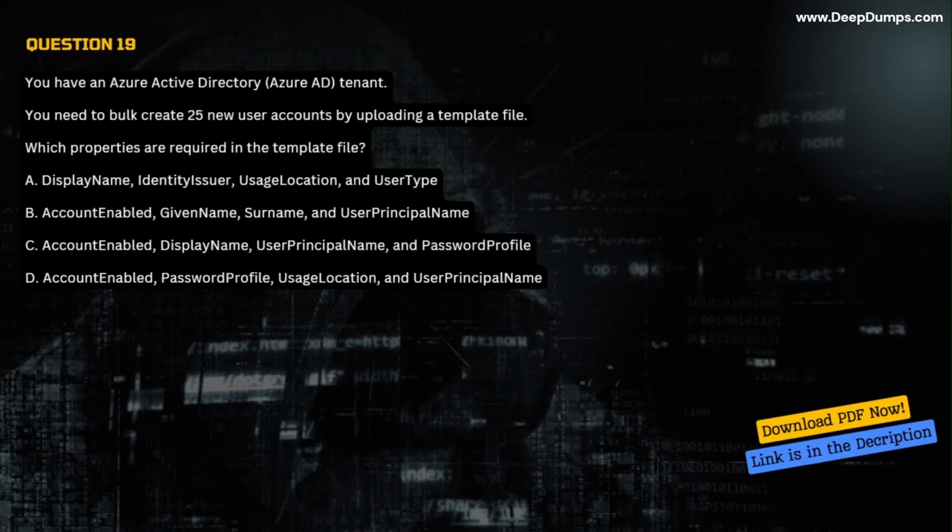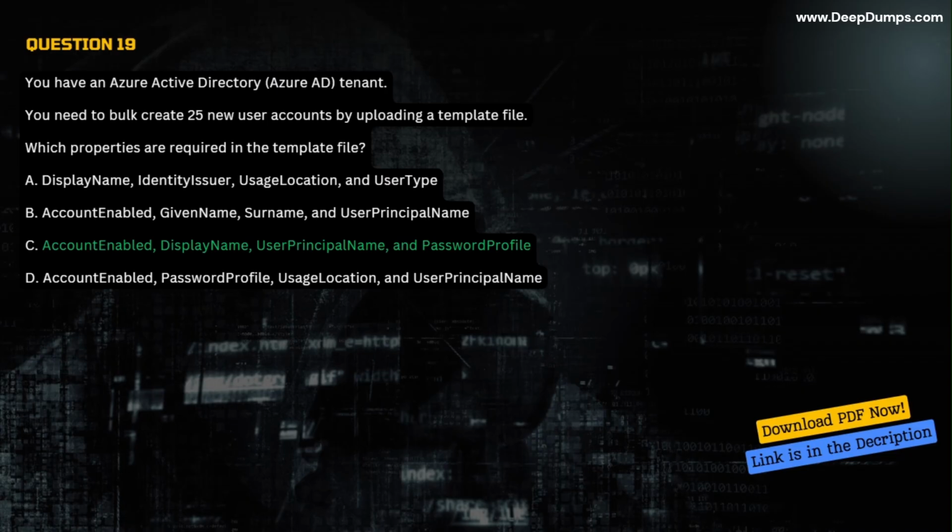Question 19. You have an Azure Active Directory, Azure AD, tenant. You need to bulk create 25 new user accounts by uploading a template file. Which properties are required in the template file? A. Display name, identity issuer, usage location, and user type. B. Account enabled, given name, surname, and user principal name. C. Account enabled, display name, user principal name, and password profile. D. Account enabled, password profile, usage location, and user principal name.